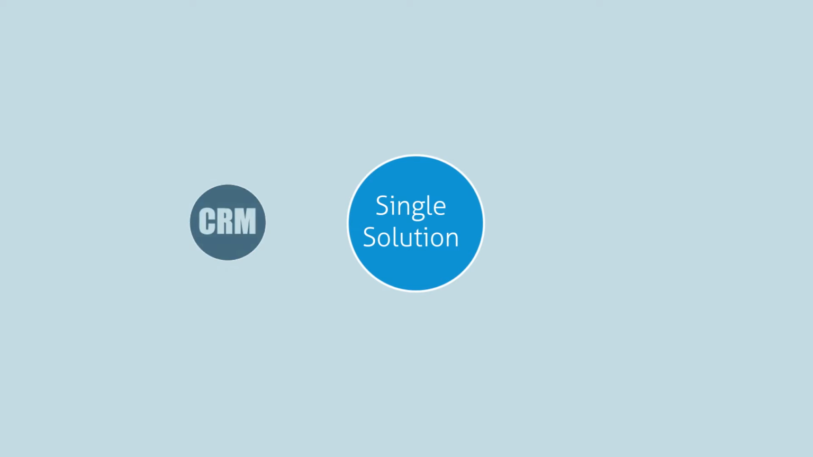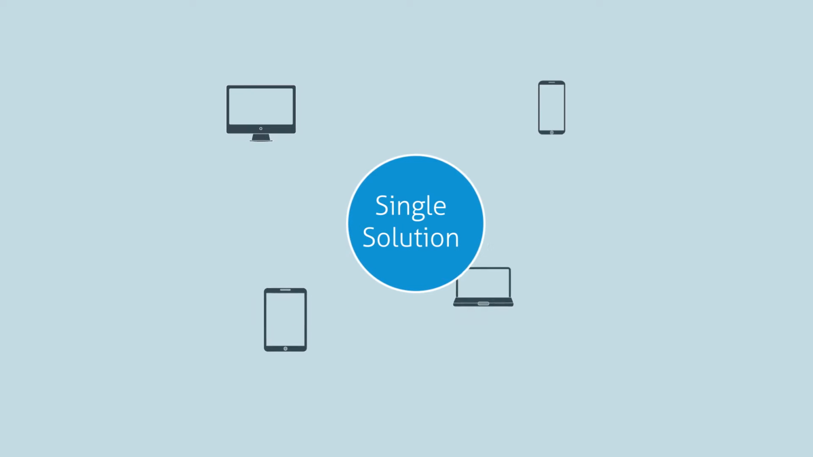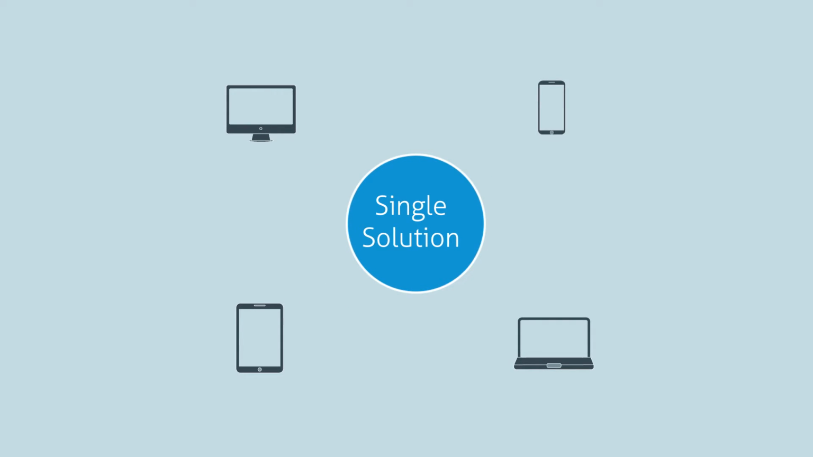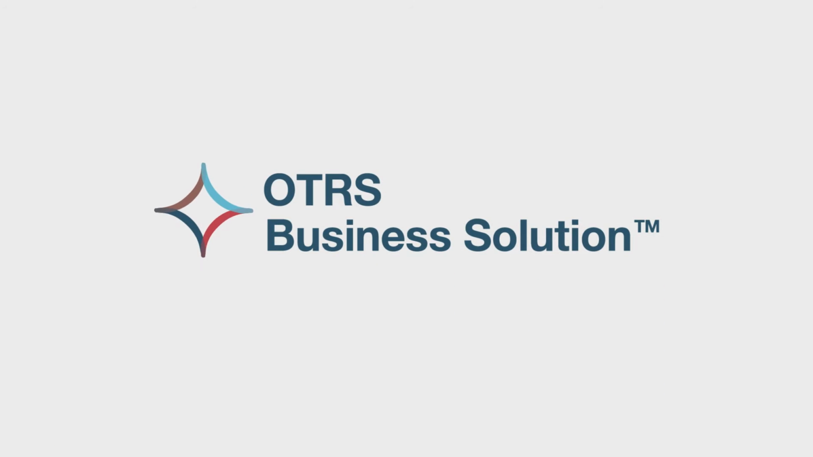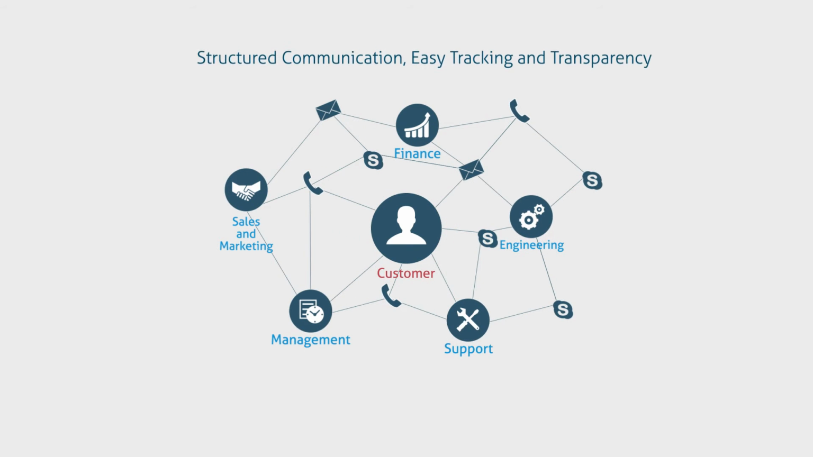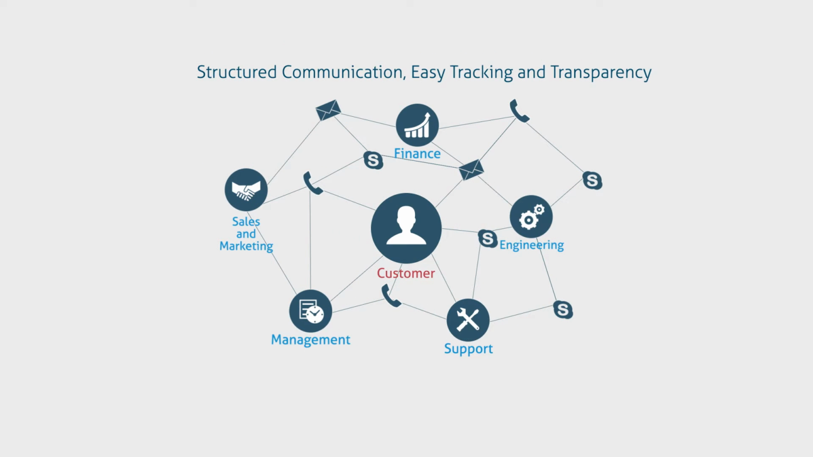What if this solution also allowed you to stay in touch with your customer service executives even on their mobile devices? That's exactly what the OTRS Business Solution does. It efficiently structures communication, making it easy to keep track in a transparent manner. With an all-new responsive design, the OTRS Business Solution makes it possible to service customer requests via smartphones and tablets without the hassle of installing or updating an extra app.